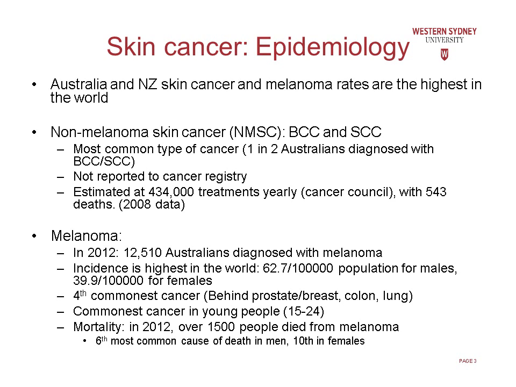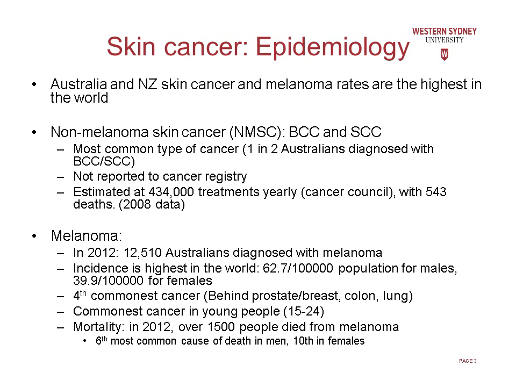The lifetime risk of developing a cutaneous melanoma by the age of 85 was 1 in 14 for males and 1 in 23 for females. It is the fourth commonest cancer behind prostate, breast, colon, and lung. It is the commonest cancer in young people aged 15 to 24, making it a very important health issue.